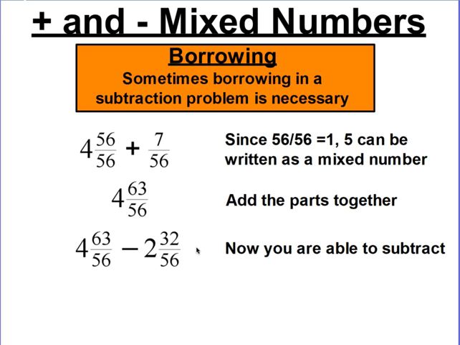we can subtract now. So let's do our subtracting like we did with all the other problems. 4 minus 2 is 2, and 63 minus 32 is 31. So there's our solution, 2 and 31 over 56. Check at the end to make sure you can simplify. Here you cannot, so that's your final answer.